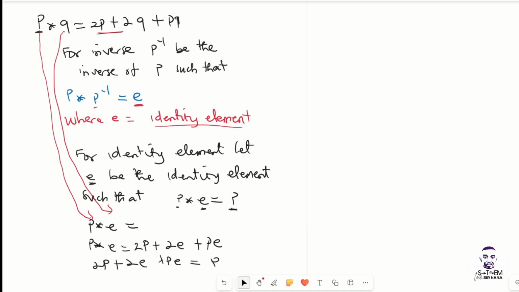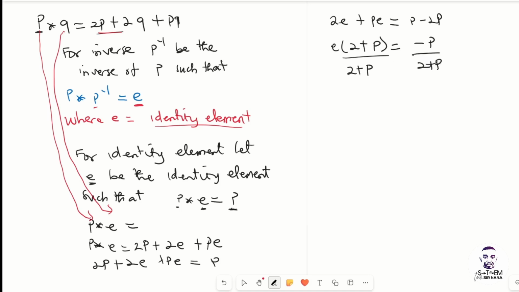Now let's find our E. We can group like terms, so we'll have 2E plus PE equal to P minus 2P. So we have E times 2 plus P equal to negative P, since P minus 2P gives us negative P. Then we divide both sides by 2 plus P, all over 2 plus P.